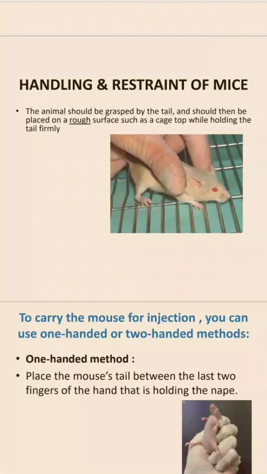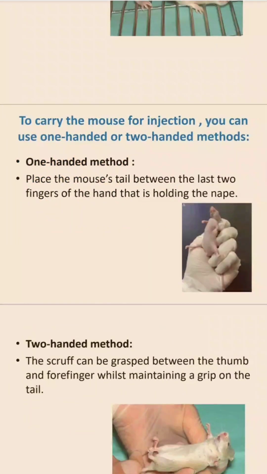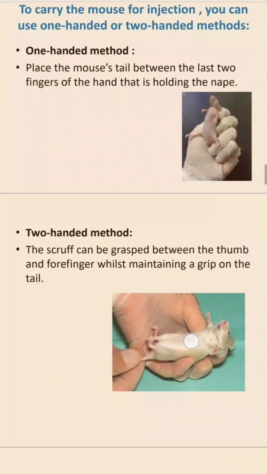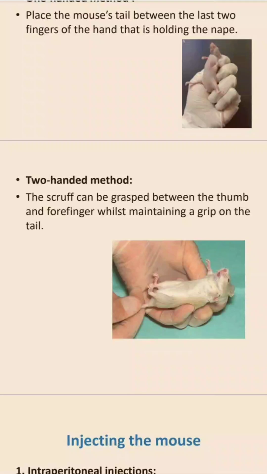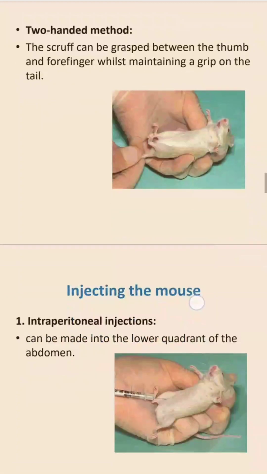The animal should be grasped by the tail. So this is the handling procedure of mice: we should grasp by the tail and then place the mouse on a rough surface such as a cage top while holding the tail firmly. To carry the mouse for injection, you can use a one-handed or two-handed method. What is the one-handed method? Place the mouse tail between the last two fingers of the hand that's holding the nape. In the two-handed method, the scruff can be grasped between the thumb and the forefinger, while maintaining a grip on the tail.